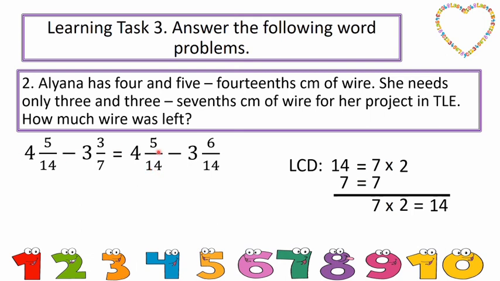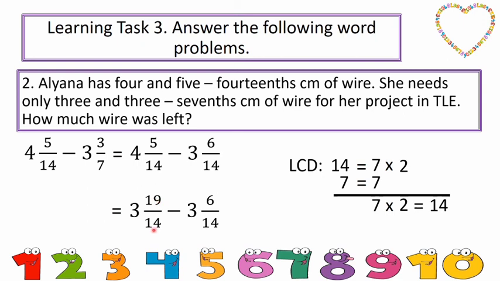So copy 4, and then 14 divided by 14 is 1, then times 5, so we have 5. So 4 and 5 over 14. Minus, so 14 divided by 7 is 2. 2 times 3 is 6. So we just copy 3. So we will have 3 and 6 over 14. Now, we cannot subtract the numerator and the denominator. So we have to rename this mixed number. So we rename it as 3 and 19 over 14.